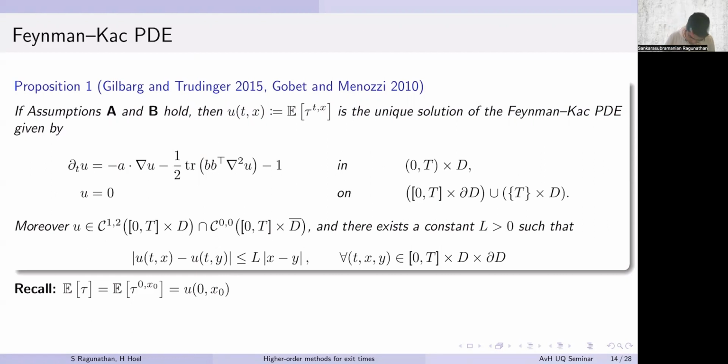So we make the assumption that the mean exit time is Lipschitz continuous in space, basically. And this is a key assumption that we'll be using in order to generate the bound.